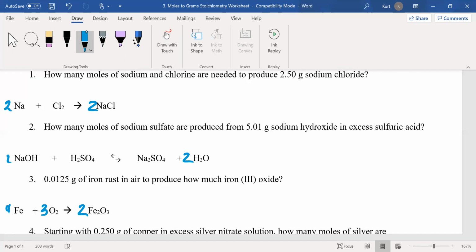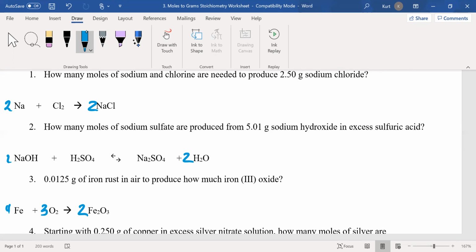2.5 divided by 58.5 divided by 2. 0.02. Did you get 0.0214? So you can either get that or 2.14 times 10 to the negative second moles of CO2.